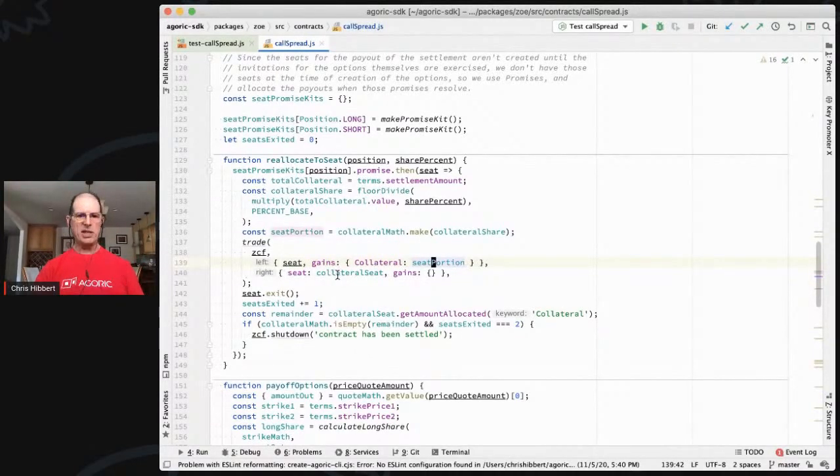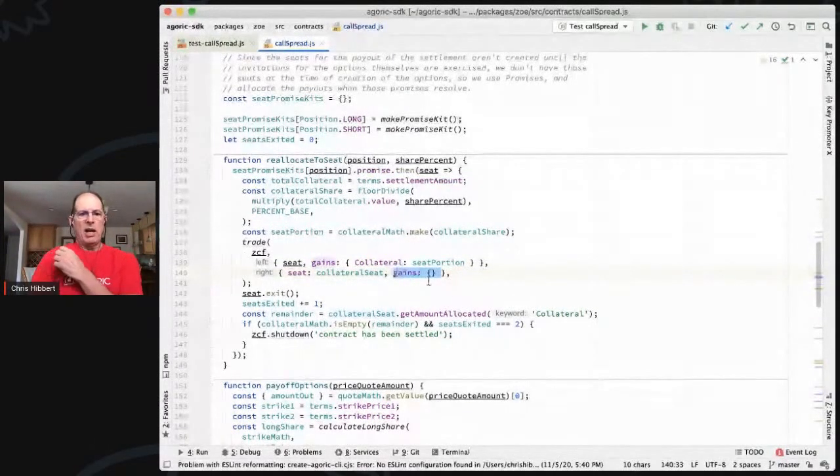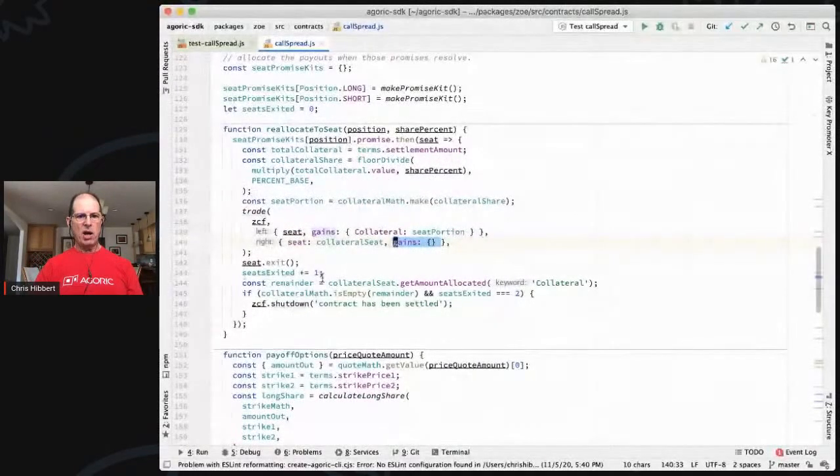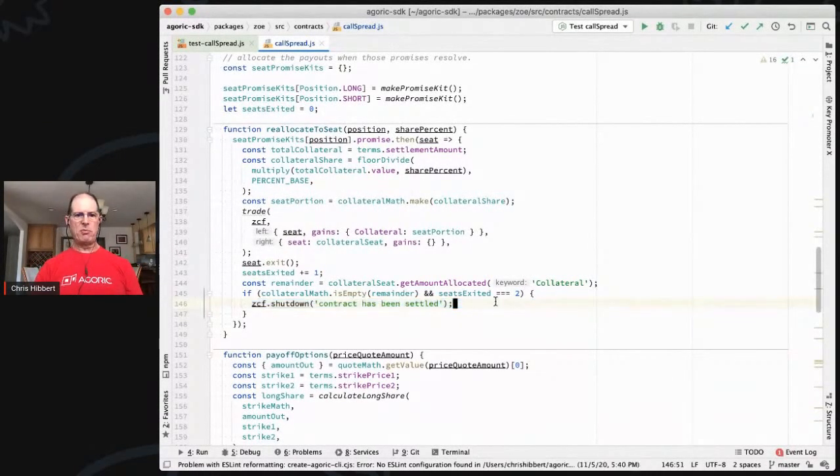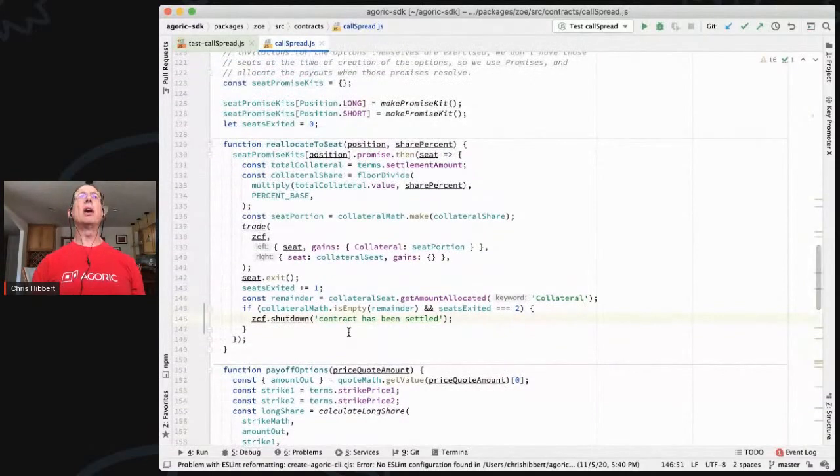The collateral seat has been holding on to funds since the contract was created, and it doesn't gain anything, and trade figures out how to subtract that out, and so it gets whatever remains from that. Then we exit the seat. I keep track of how many seats have exited so that when we're done, we can shut down the contract. We don't want to shut down the contract because the long position has closed or because the short position is closed. We need them both to have exercised and been paid off before we close. So that's the scheduling. That's the promises.